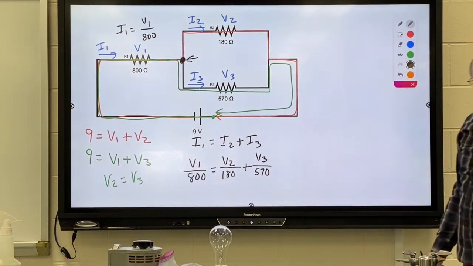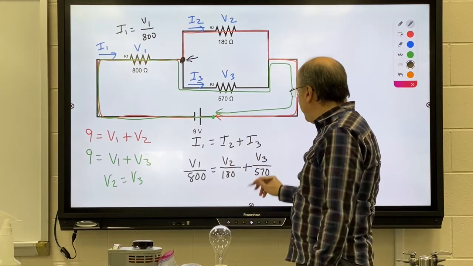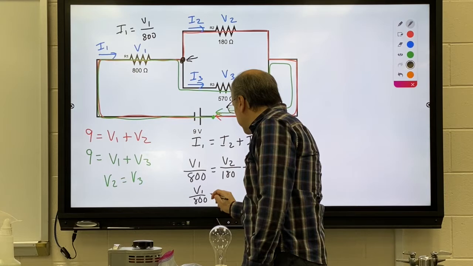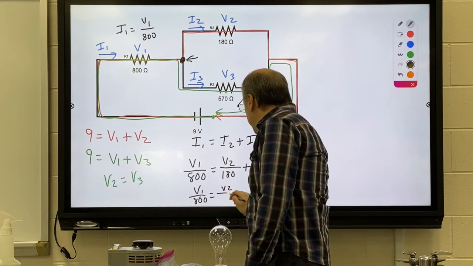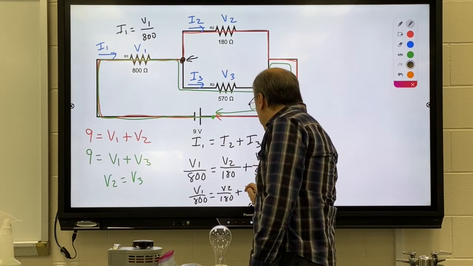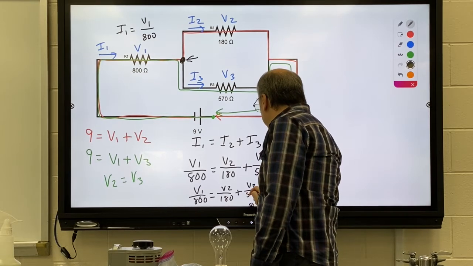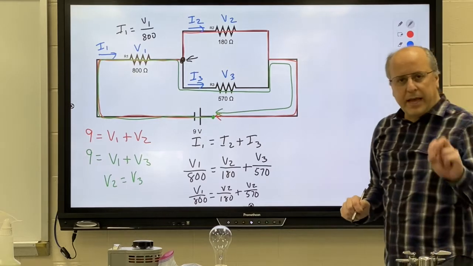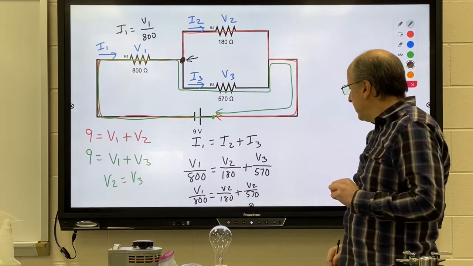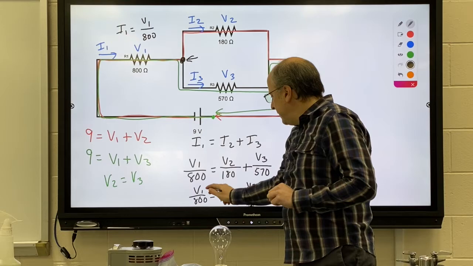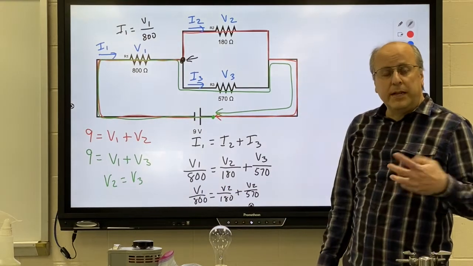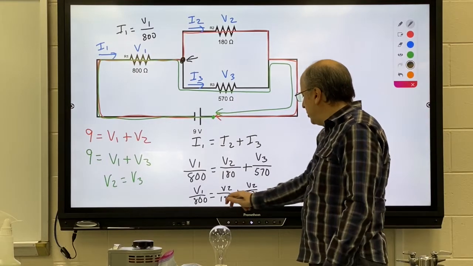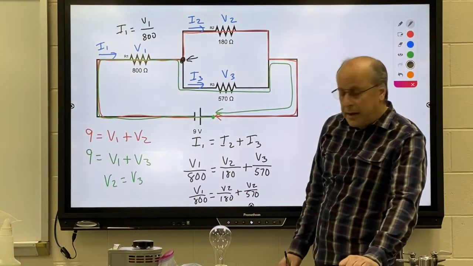Well, it looks pretty complicated, but we also know that V1 and V2 are the same thing, so I'm going to write it V2 over 180 plus V2 over 570. That gets rid of one of my variables, and now I have two variables, V2 and V1, so I'm going to need to do some fancy algebra. We can't just add these two together because they have different denominators.